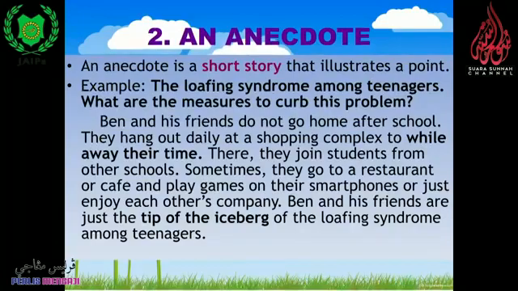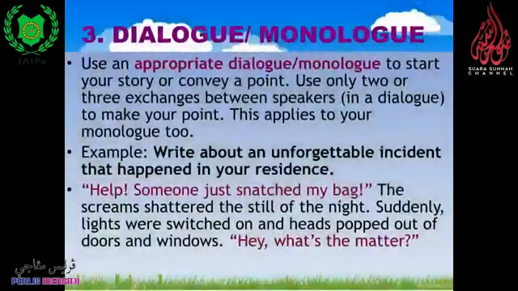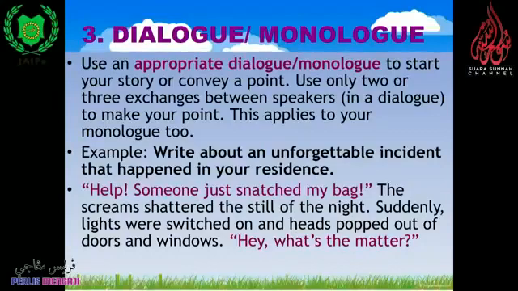Okay, that's an anecdote. Number 3, dialogue or monologue. Use an appropriate dialogue or monologue to start your story or convey a point. Use only 2 or 3 exchanges between speakers in a dialogue to make your point. This applies to your monologue too. Write about an unforgettable incident that happened in your residence. Help! Someone just snatched my bag. The screams shattered the still of the night. Suddenly lights were switched on and heads popped out of doors and windows. Hey, what's the matter? That is what I meant by 2 or 3 exchanges. Don't go beyond that.